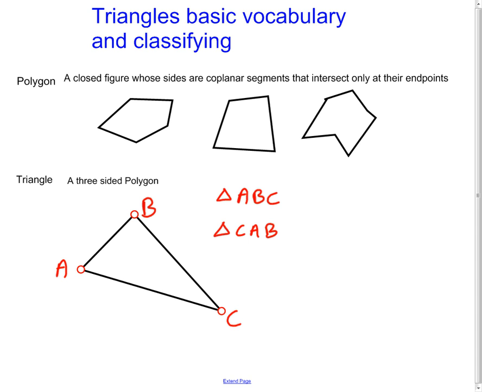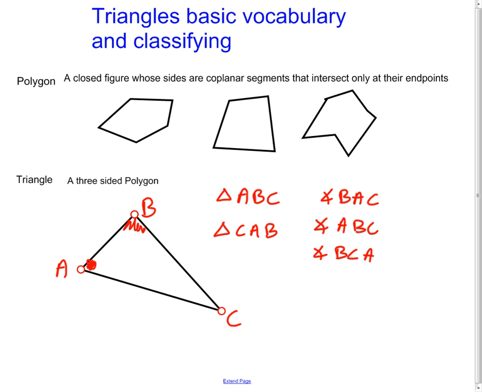Okay, we also name the angles in the triangle. The angles in this triangle, I could use three letters: angle BAC would name that angle, and I could name angle ABC, and that would be this angle over here, and angle BCA. So this is just the same way with naming angles.